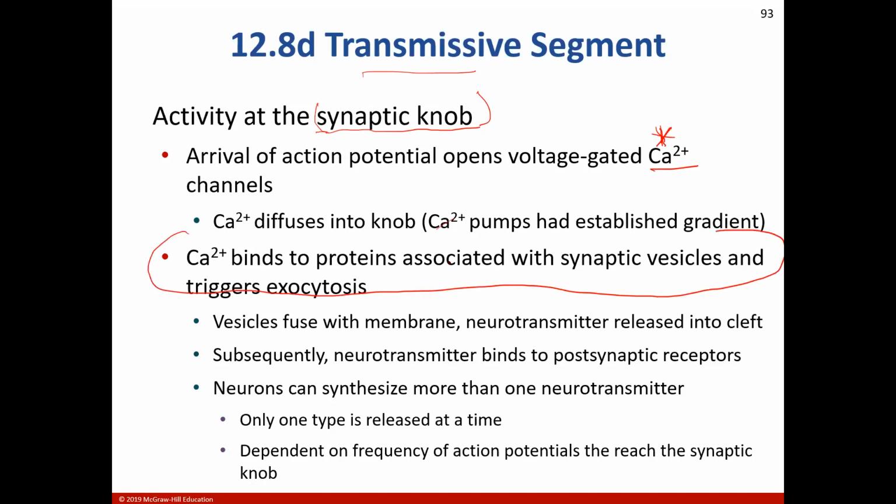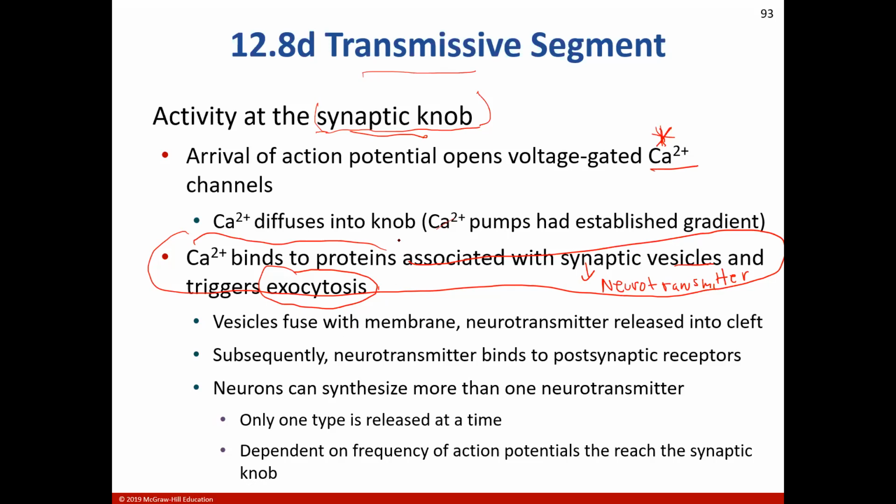Calcium coming into the synaptic terminal is going to bind to vesicles. What's in the vesicles? Neurotransmitters, like acetylcholine. It could be other neurotransmitters. We're going to talk about other neurotransmitters today. So then the neurotransmitter could be released from the synaptic end bulb or the synaptic knob, same thing, and then flood the synaptic cleft to the postsynaptic membrane, which is probably another neuron, because we already talked about muscle being the postsynaptic membrane.